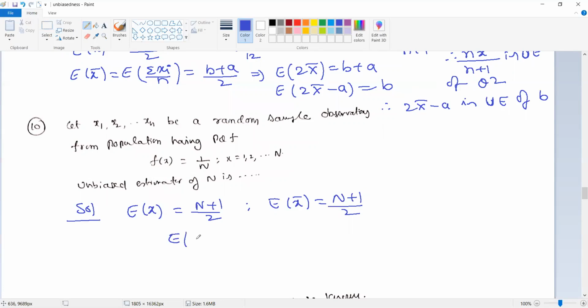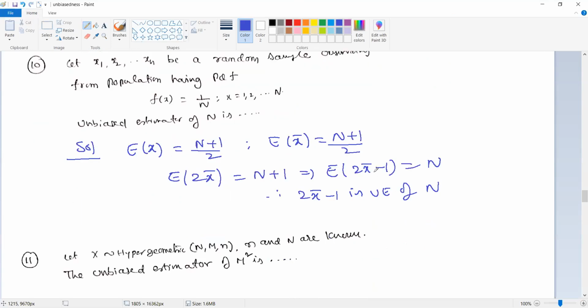So now, cross multiplication: 2X bar is equal to Kaplan plus 1. Kaplan is the parameter of the discrete uniform distribution. Now we have to estimate it using a suitable function of sample observations. Expectation of 2X bar minus 1 is equal to Kaplan. Therefore, 2X bar minus 1 is an unbiased estimator of Kaplan.